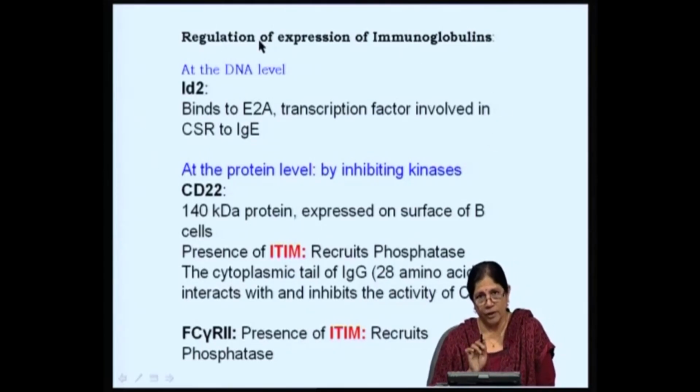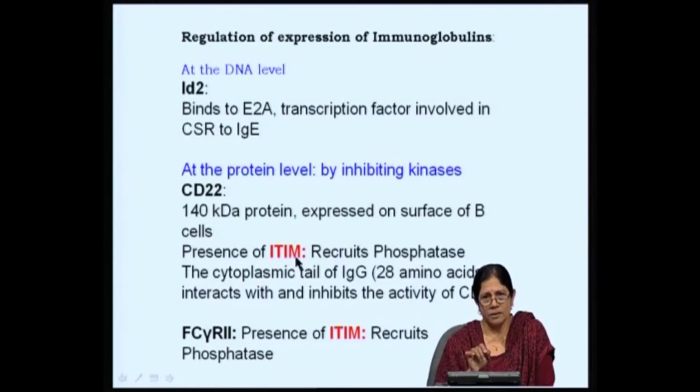Now, you can have regulation of expression of immunoglobulin by way of antibody production. So, you inhibit the cells from proliferating and differentiating to antibody producing cells at the protein level, and this can happen by, let us say, receptors like CD22, which I have not talked about before. CD22 is present on the surface of B cells. CD22 is a 140 kilodalton protein. It is a glycoprotein in fact. Now, this has in the intracellular domain ITIM. Does this ring a bell?